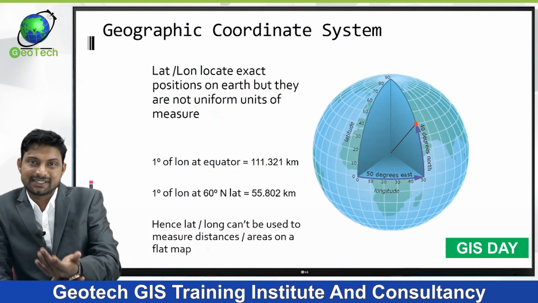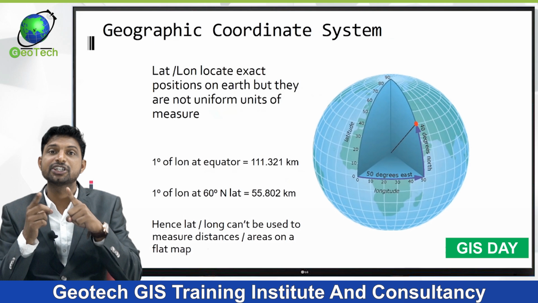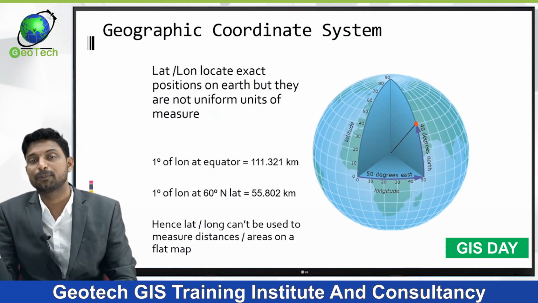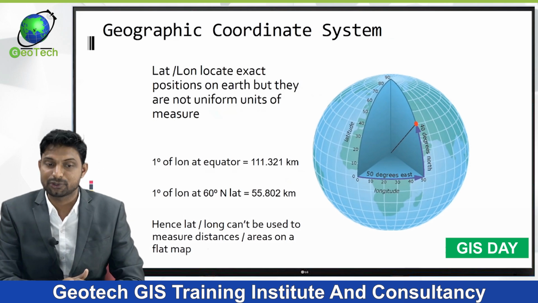So to measure distance or area, we need to convert this 3-dimensional image into a 2-dimensional image. For that we need a projection. Projection means what? Converting 3D into 2D is known as a projection.